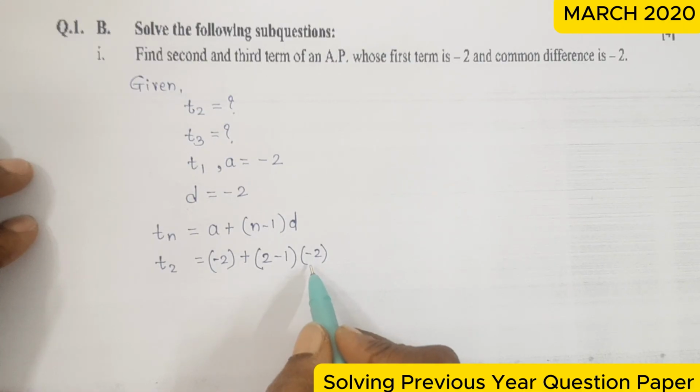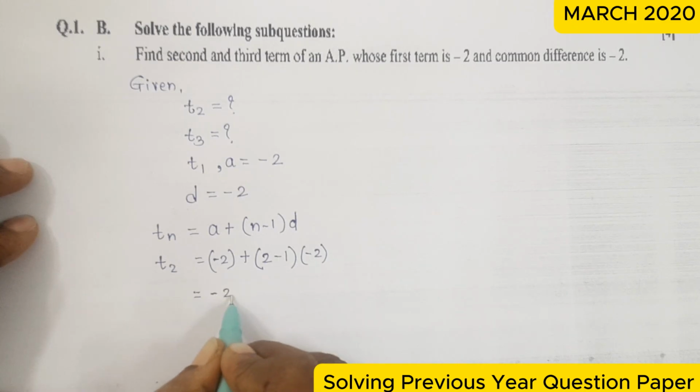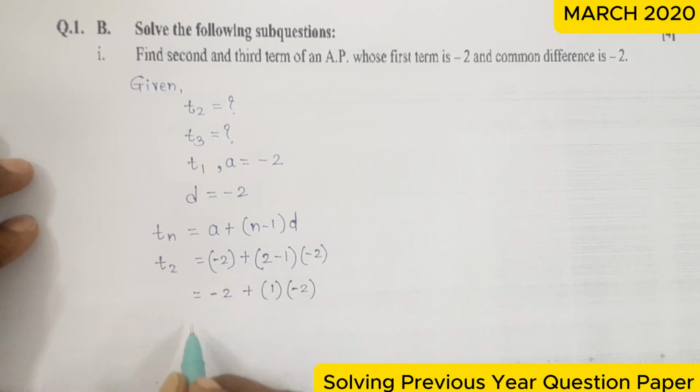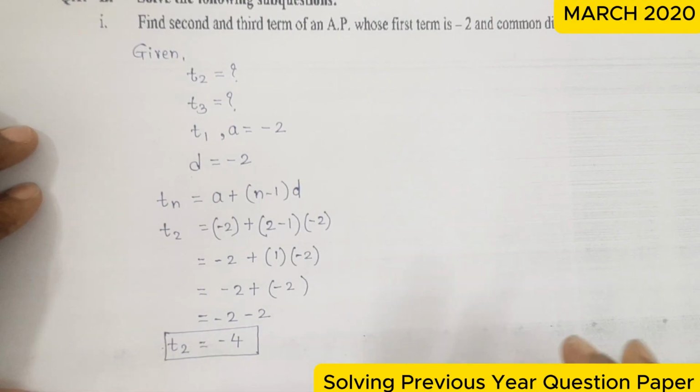Okay, you will get a wrong answer, so put it in a bracket and then find the answer. So -2 plus (2 minus 1), 1, and here (-2), then plus, the answer of these is -2. So now here students, -2, -2. So that means here students, T2 is equal to -4. T2 is equal to -4.